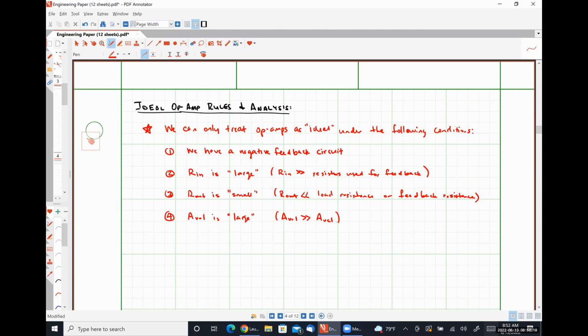For the intents and purposes of this class, I will tell you whether or not I want you to use the ideal op amp rules or the practical op amp analysis. AVCL is the closed loop voltage gain.